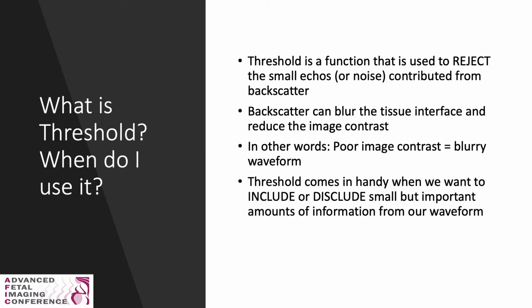So putting those thoughts on hold for a moment, let's chat about what threshold is and when we use it. Threshold is a function that is used to reject the small echoes or noise contributed from backscatter. Backscatter can blur the tissue interface and reduce the image contrast. Without getting too in-depth, I want to say that poor image contrast equals a blurry waveform. Threshold comes in handy when we want to include or exclude small but important amounts of information from our pulse wave. Let's take a look.